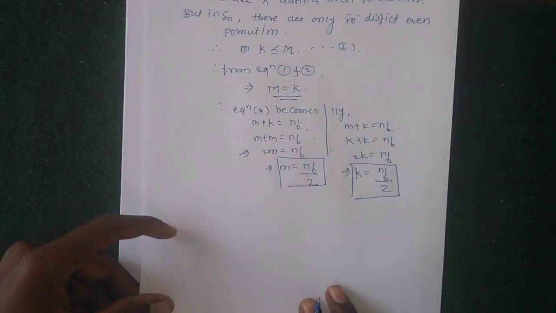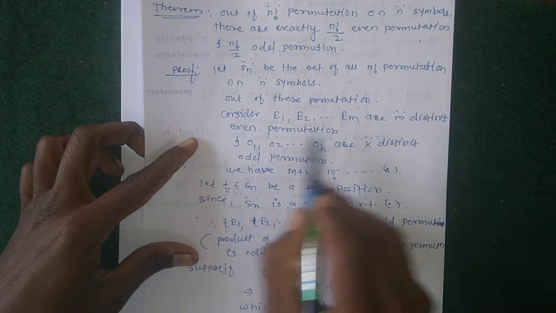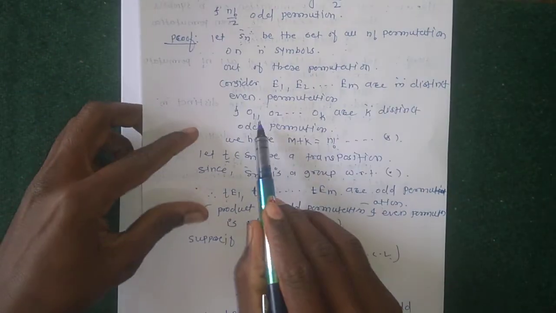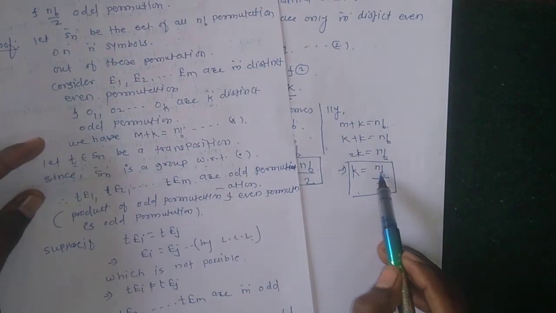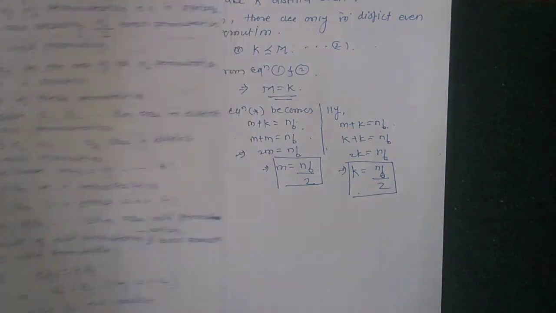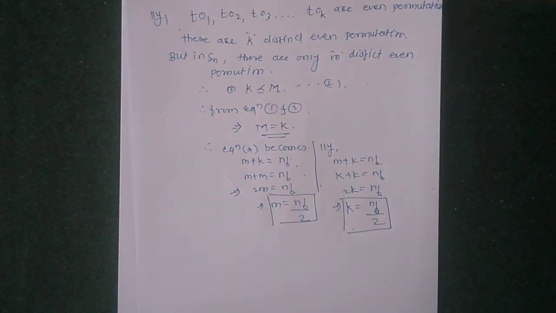This means that U1 up to UM are m distinct even permutations, and this m equals n factorial upon 2, and O1, O2 up to OK are k distinct odd permutations, and this k equals n factorial upon 2. Which means that in SN exactly n factorial upon 2 even permutations and exactly n factorial upon 2 odd permutations exist. Okay, so this is one theorem.